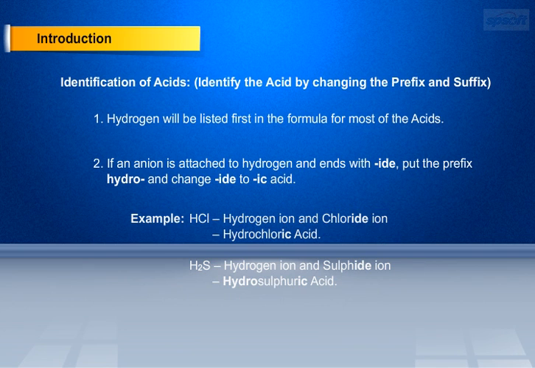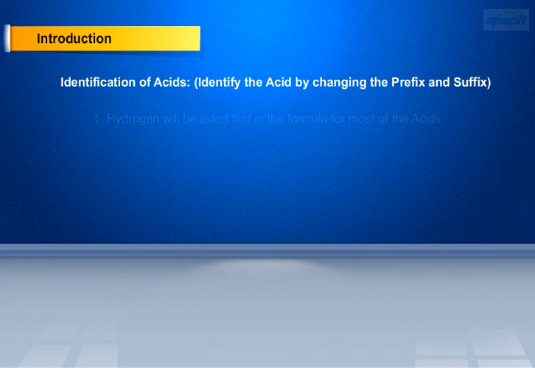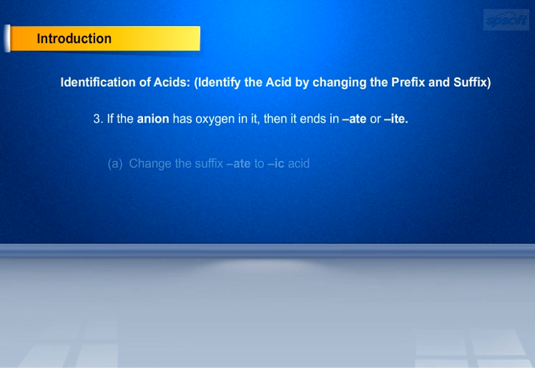Here we observe that sulfide anion is attached to hydrogen, and this anion ends with ide. On adding hydro to the anion and by changing ide in the anion to ic, we can name or identify it as hydrosulfuric acid. Rule 3. If any anion has oxygen in it, then it ends with ate or ite. Change the suffix ate to ic acid and ite to ous.